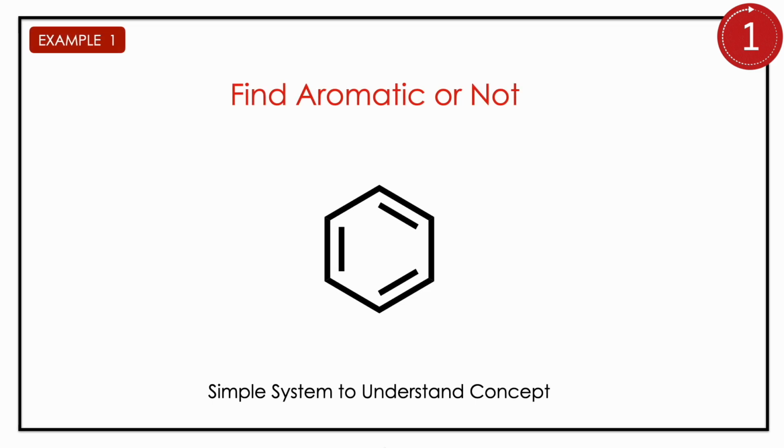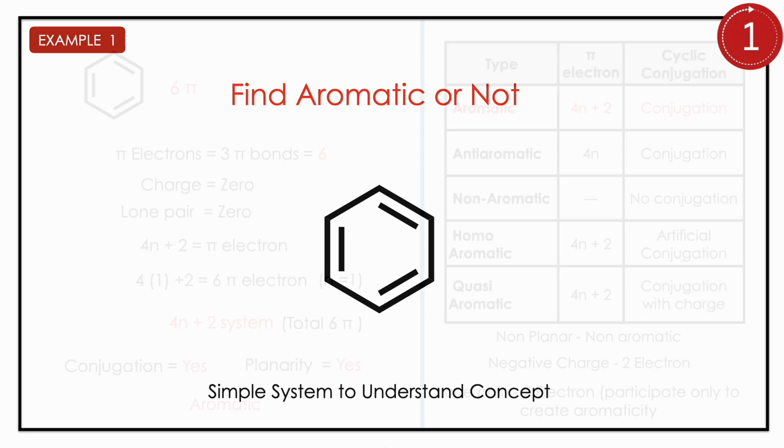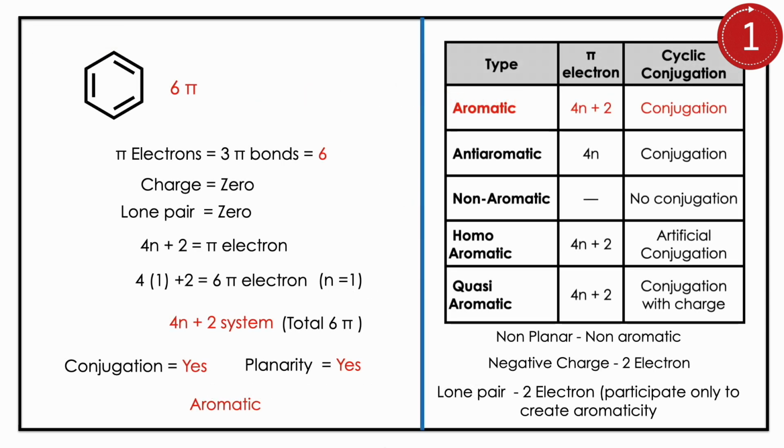We start with a very classical example, benzene, with 3 double bonds. This is a very simple system to understand the concept. So start with typical benzene. If you count pi electrons, it has 3 pi bonds, so the total contribution is 6 pi. There is no charge, no lone pair, so the total pi electron count is 6. It will come under 4n plus 2, because n is 1, you end up with a 6 pi system. If you look at the conjugation, definitely it is conjugated. Definitely it's planar, all are sp2 carbons. So overall 4n plus 2, conjugation, planarity means it's an aromatic compound. So this is the way to find the aromaticity.